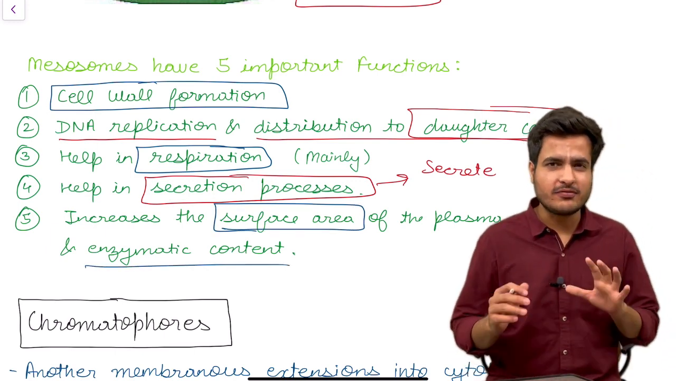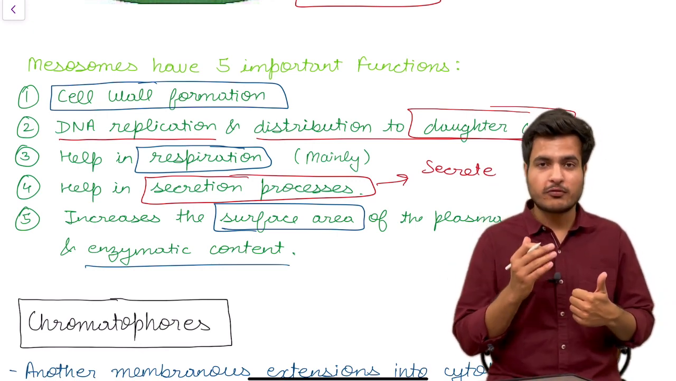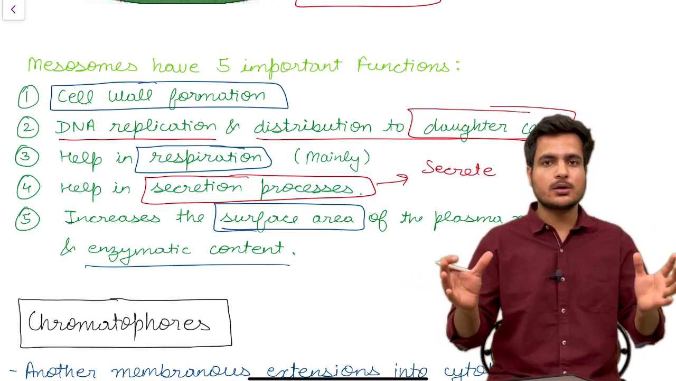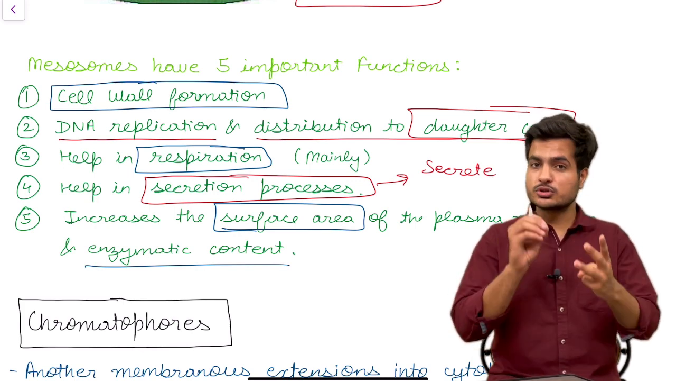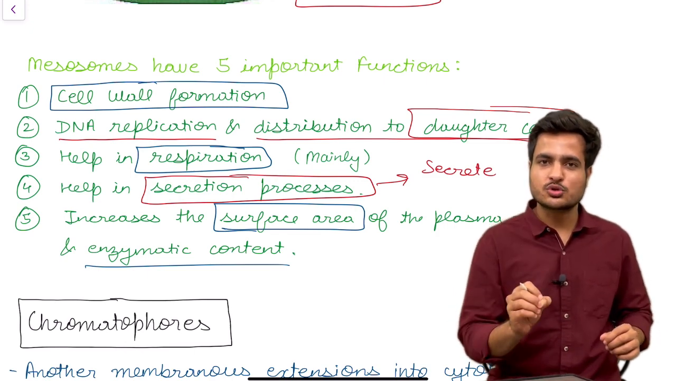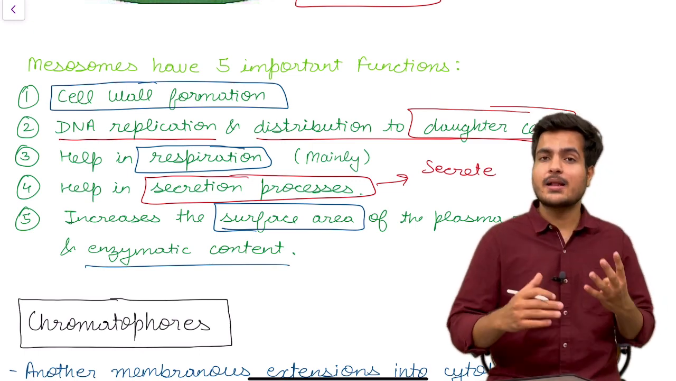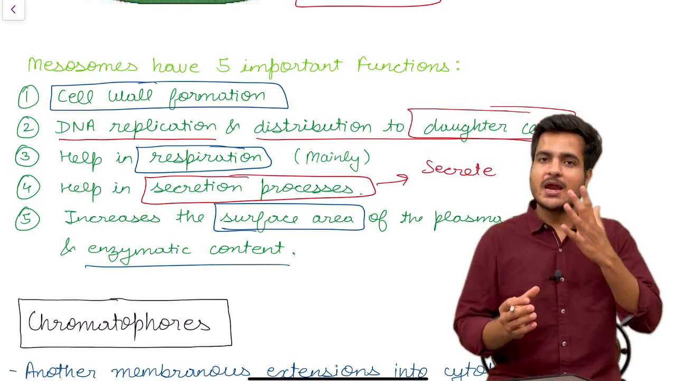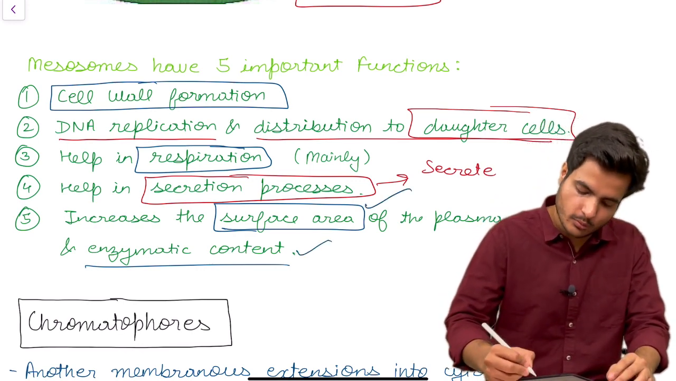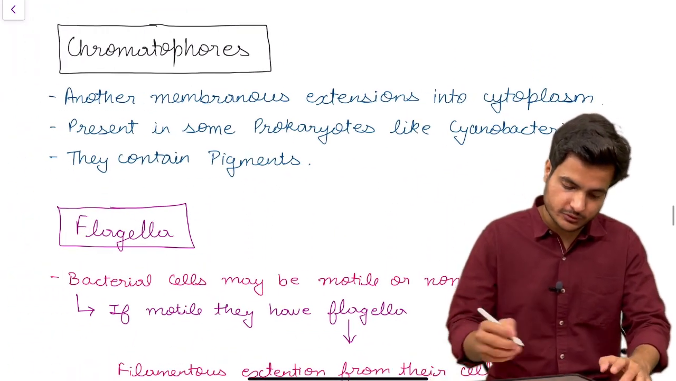So let's recap the 5 important features of mesosomes. The first one is it helps in cell wall formation. Second thing is it helps in DNA replication and distribution of DNA to the daughter cells. Third thing is the most important thing, it helps in respiration. The single most important thing which a mesosome does is help in respiration. Now let's talk about the fourth point, it helps in secretion of metabolites. And fifth one and the last one, it helps to increase the surface area to provide more space for enzymatic reactions. Now let's discuss chromatophores.